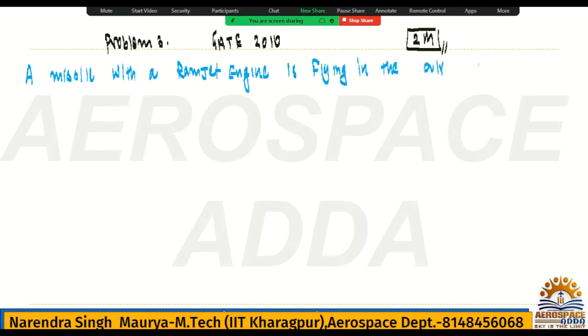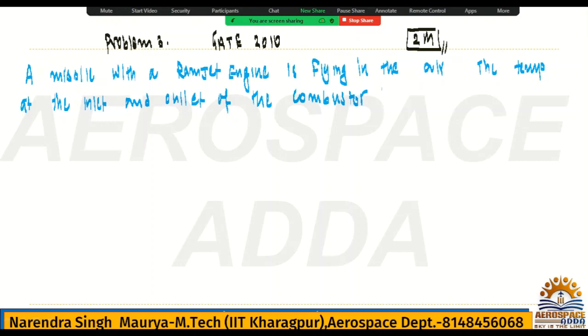The temperature at the inlet and outlet of the combustor are 1200 Kelvin and 2500 Kelvin, respectively.